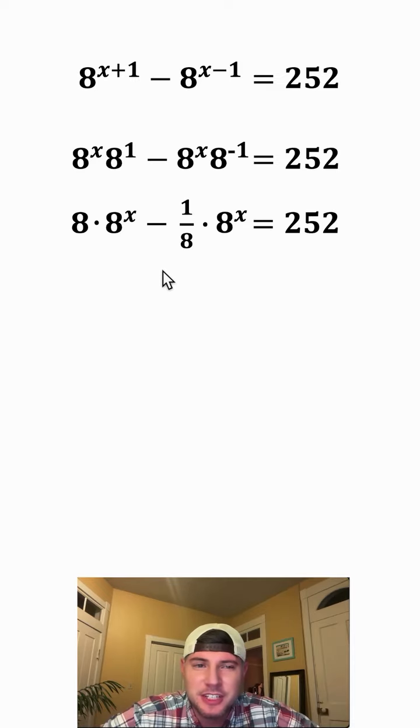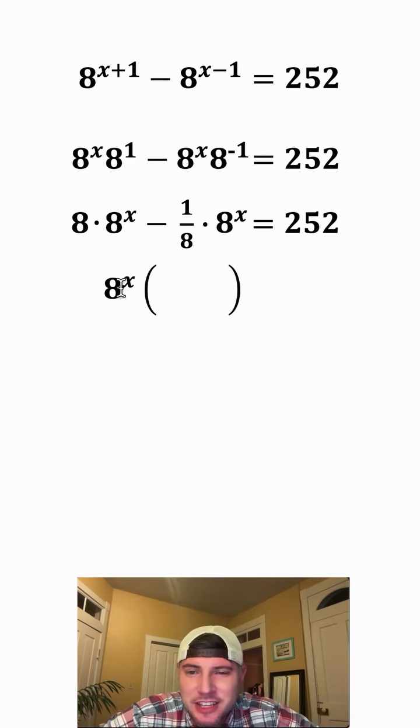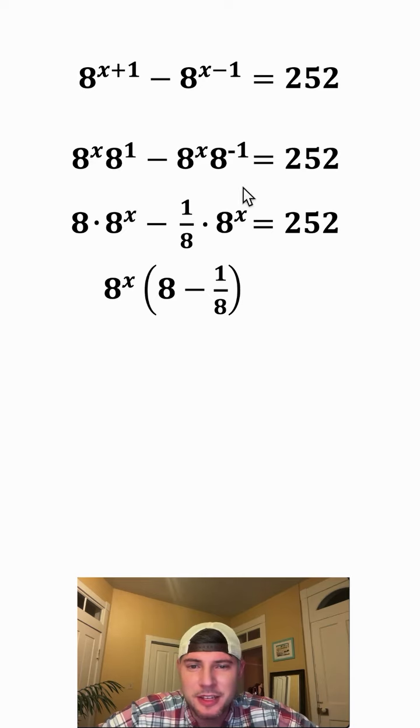Each of these terms contains an 8 to the power of x. So let's factor out 8 to the power of x. Now we need to ask ourselves, 8 to the x times what will give us this first term? That's going to be 8. And then we're going to subtract 8 to the x times what gives us this second term? That's going to be 1/8. So this is the same thing as this.